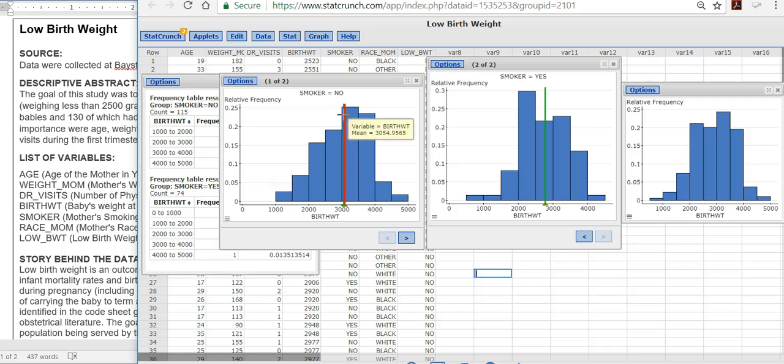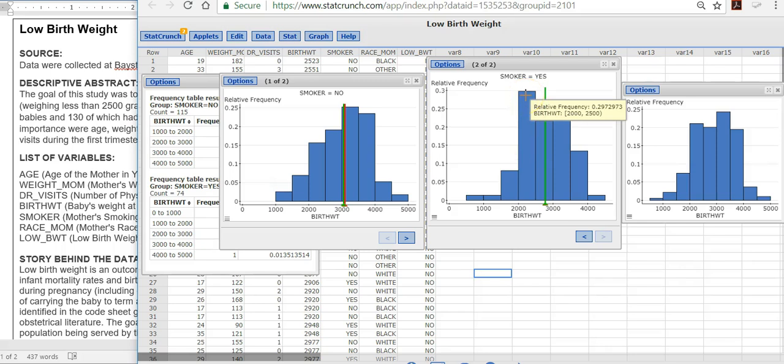For the non-smokers, both the mean and the median are just over 3,000. And for the smokers, the mean and the median are both at about 2,800. So that's a major difference between these two, where the center of the data would be. The nice thing about having it mark this on the graph is that sometimes just looking at the histogram, it's pretty hard to tell where the center of the data would tend to be.